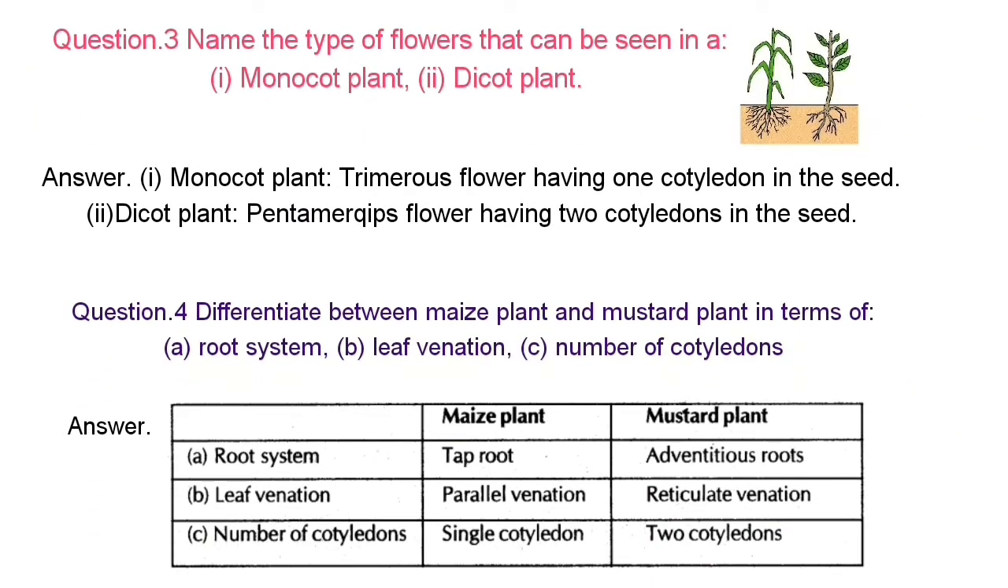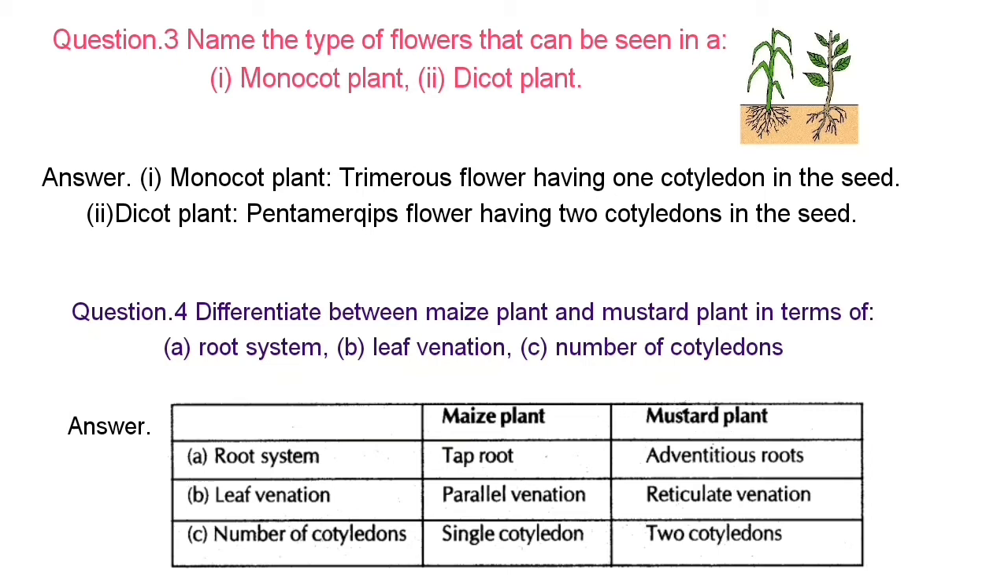Name the type of flowers that can be seen in a monocot plant and a dicot plant. The answer is: monocot plants have trimerous flowers, with one cotyledon in the seed. Dicot plants have pentamerous flowers, with two cotyledons in the seed.